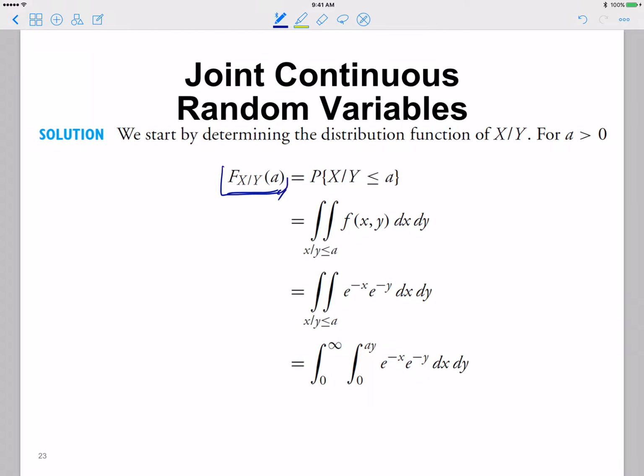Okay, so let's consider this cumulative distribution function, which is represented by the probability that X over Y is less than or equal to a. Then we take the double integral, and consider all the possible regions of x comma y that satisfy this.